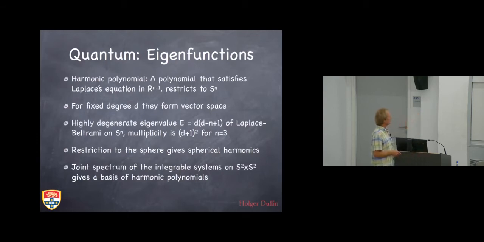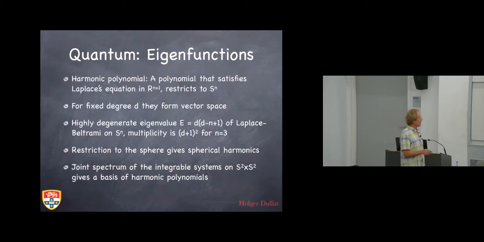Okay, so for the last few minutes, I'll talk a little bit about the quantum setting. And here we'll also come to the relation to the standard toric action, whose image should be a square, not a triangle. So first of all, the eigenfunctions of this system are very nice and very well known. They are harmonic polynomials, meaning polynomials that satisfy the Laplace equation on R^(n+1), because they restrict in a nice way to S^n so that they give eigenfunctions on S^n.